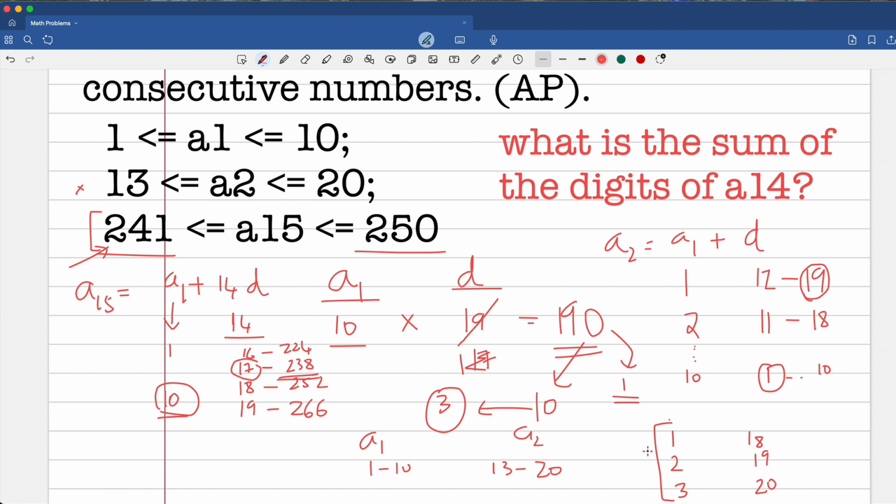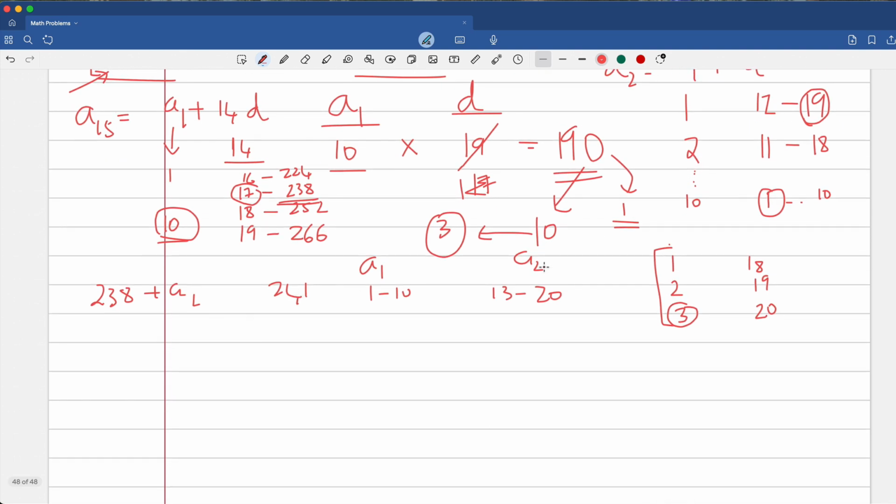Now, how do I eliminate this? Now, I look for the lower end of it. I know that 17 times 14, 14D is 238. So 238 plus A1 needs to reach 241. And this can only happen if A1 is 3. So now you can narrow down 3 to 1 possible solution. So in other words, A1 has to be 3.